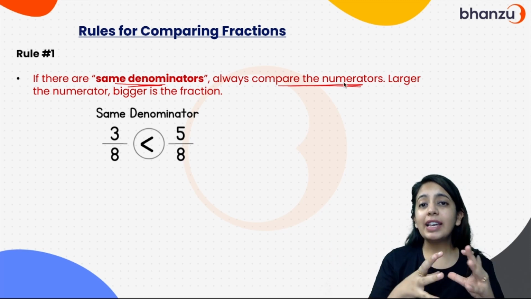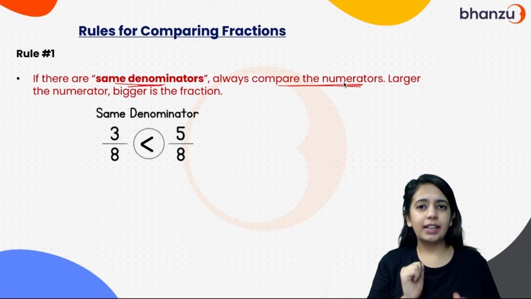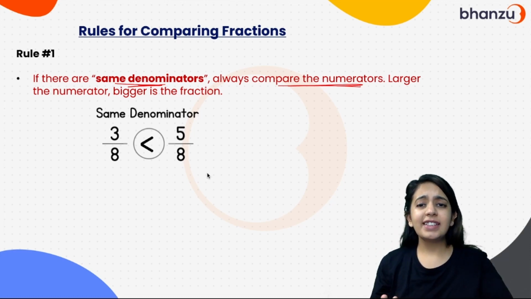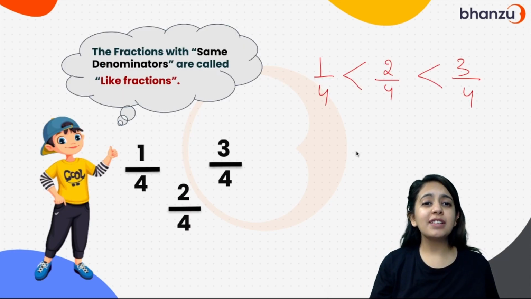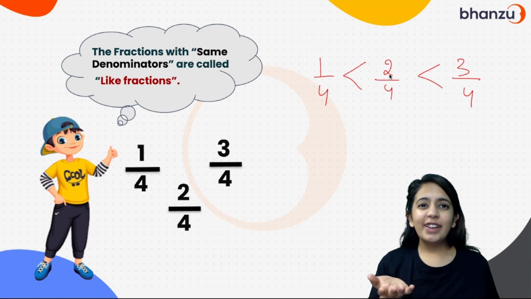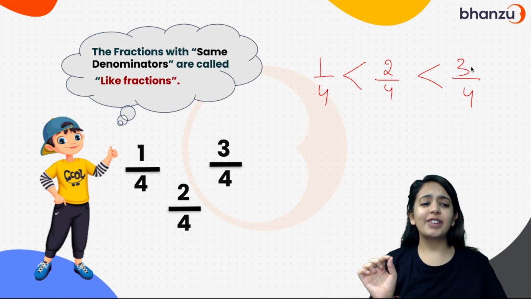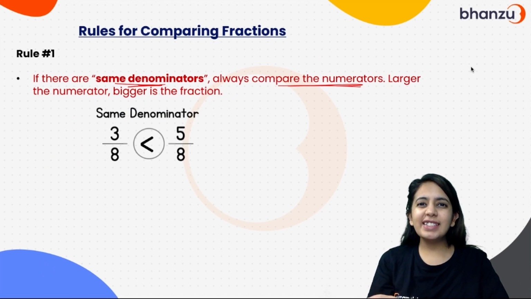So here 5/8 is greater than 3/8. So 3/8 is lesser than 5/8, right? And over here also if you observe, the denominators are the same, right? And we are just comparing the numerators. See how easy it is, isn't it?